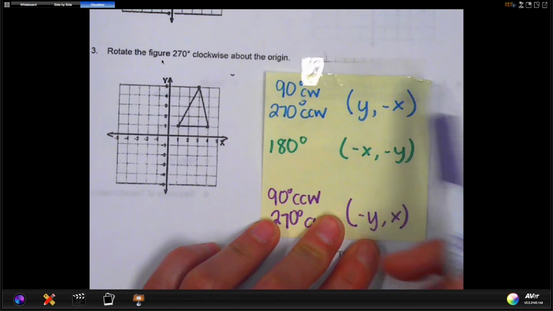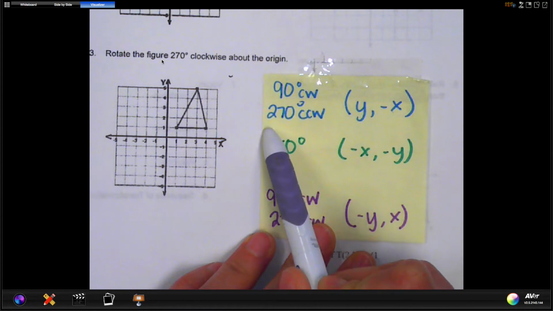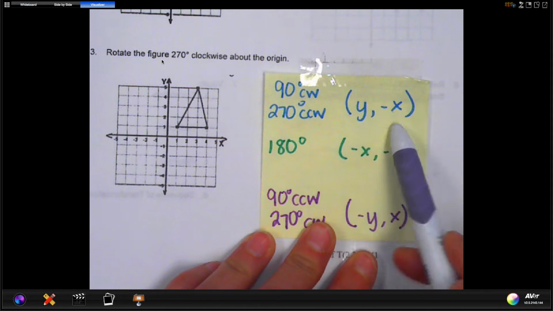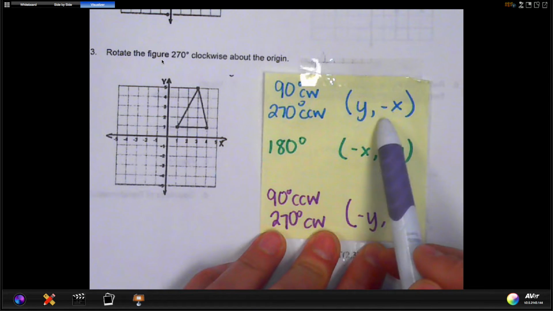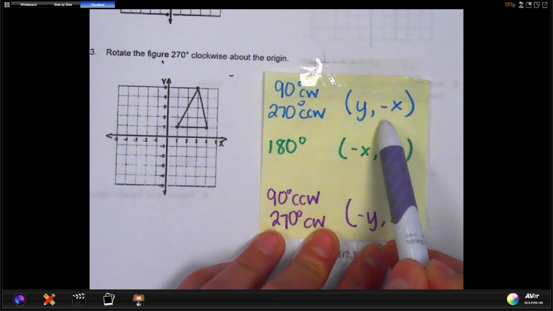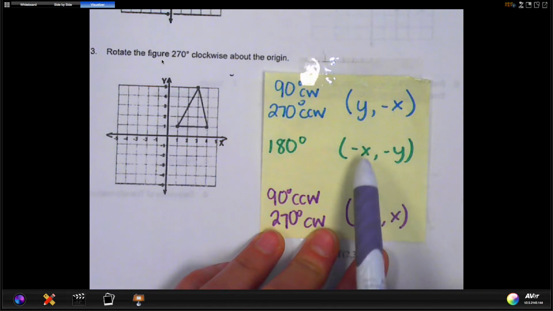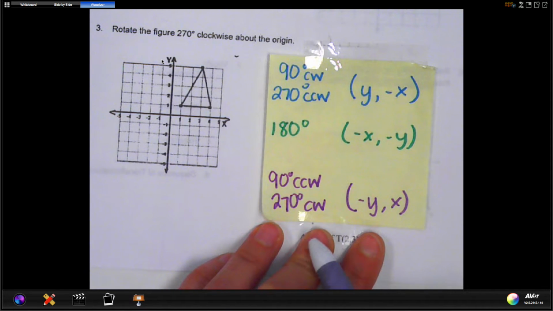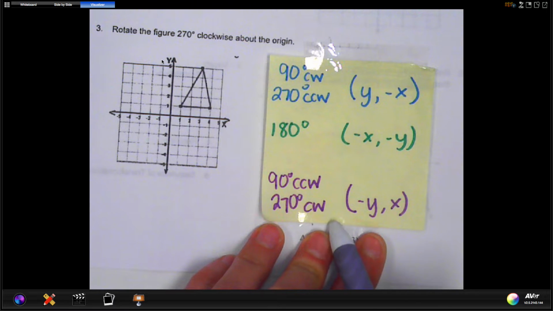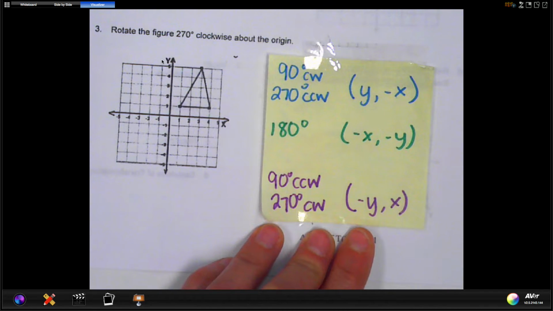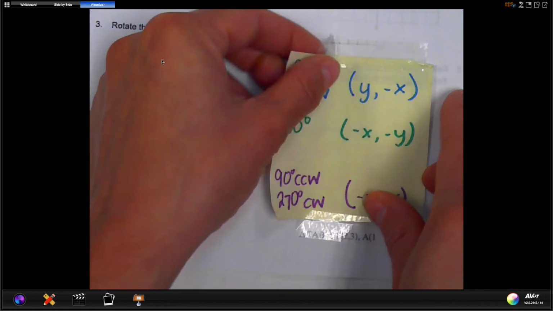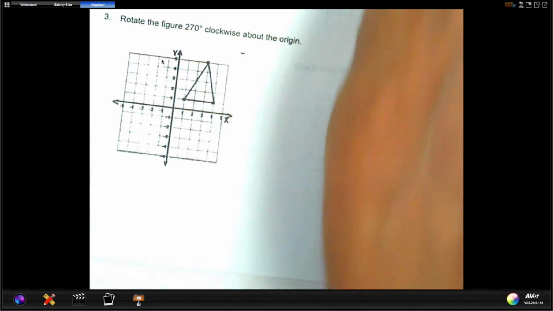So the rules are this: 90 degrees clockwise is the same as 270 counterclockwise. The rule is to change x, y, so that y comes first and the x value is second, and not only that, it's opposite. 180 either way is do not switch x and y, but make them both opposite. And 90 degrees counterclockwise is the same as 270 clockwise. Again, you're going to switch x and y, but this time you make the y opposite. All right, so if you want to pause this and write these down, if you don't have them, I recommend it. Okay, so let's take this back off so that we have some space.